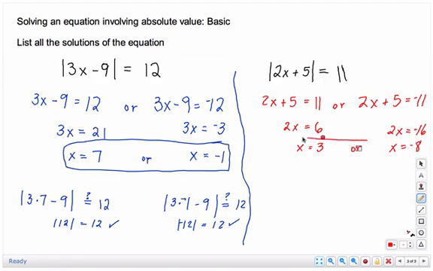Again, if you want to do a check, plug both of those values into your original equation and see if they both give you a true and correct answer, then you know you didn't make any mistakes.